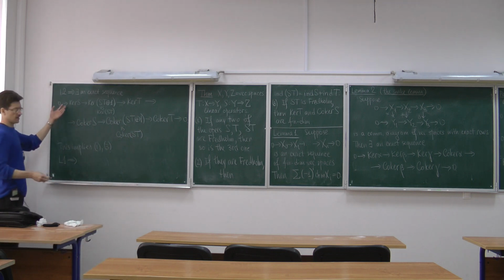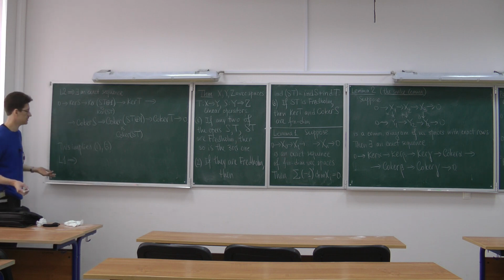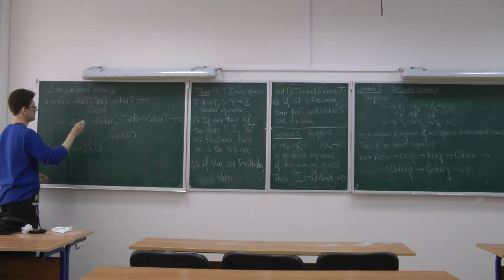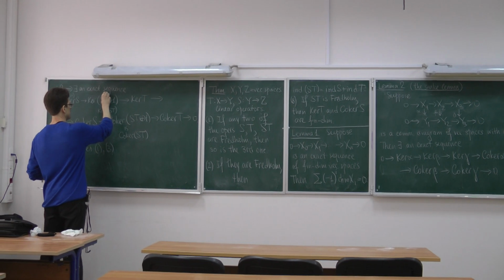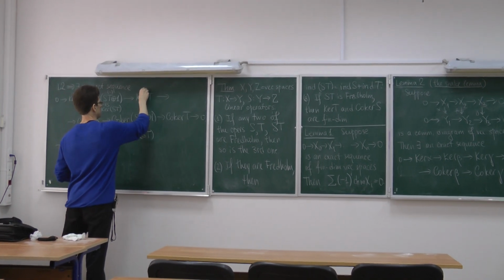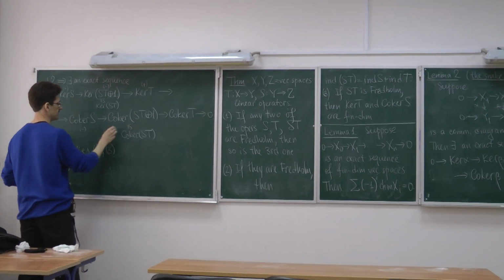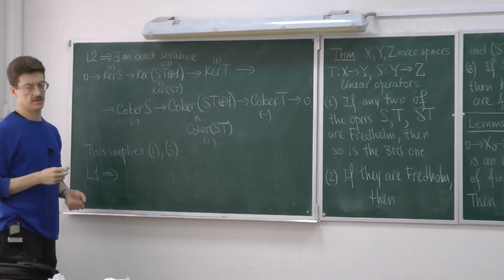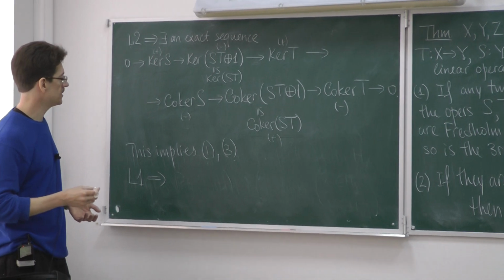So this is an exact sequence of finite dimensional vector spaces. So the alternating sum of their dimensions is 0. If we take this dimension with the plus sign, this one with the minus sign, plus, minus, plus, minus, and calculate the respective alternating sum, we get the following.